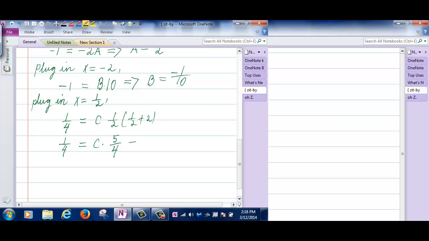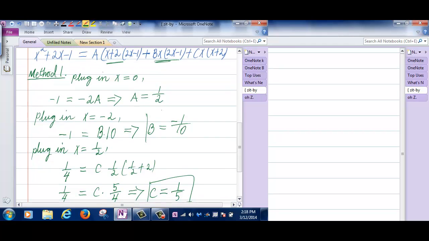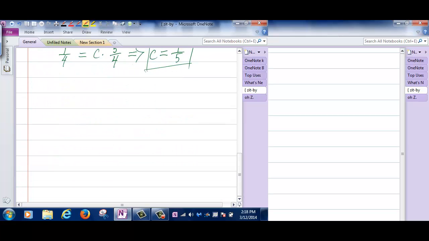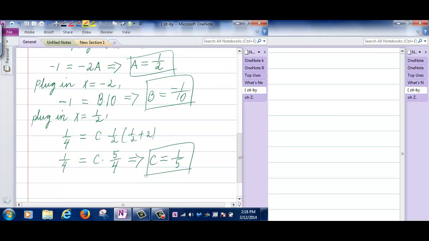And that tells you C is what? 4 and 4 cancels out, so you get 5C is 1. So C is 1/5. So this is C, and this was B, and this is A. So now we could say our original fraction we had was what? Oh, by the way, so I found out the values of A, B, and C.